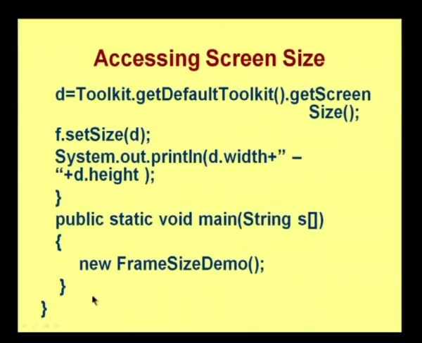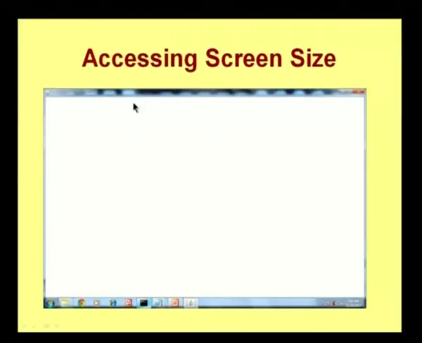Here is your main method where your constructor is called. You can see here the output is not just a frame on your desktop. It occupies your entire desktop area. This is your taskbar, and this particular frame which you have created occupies the entire desktop area, whereas normally our frame will occupy a part of your desktop.